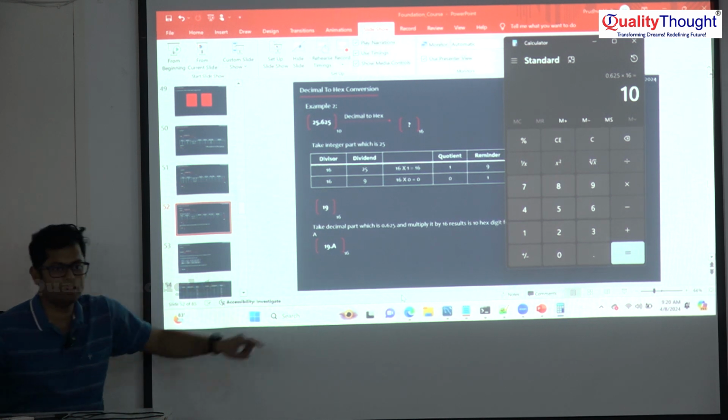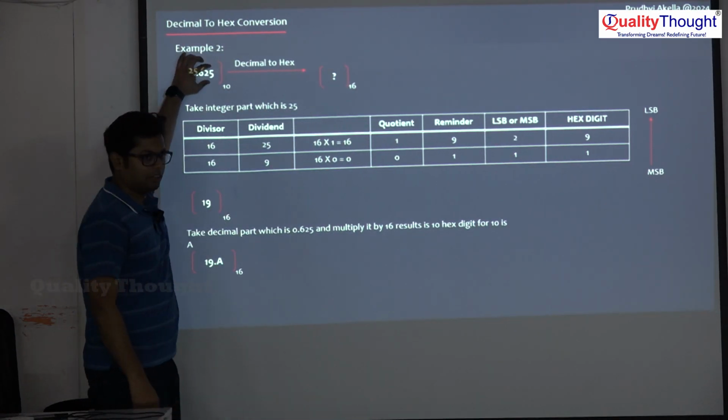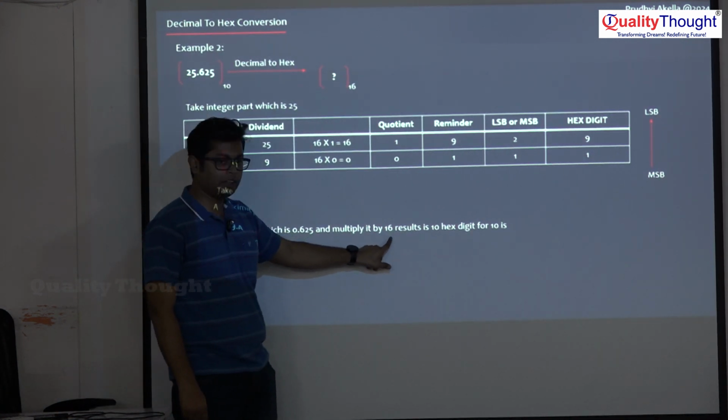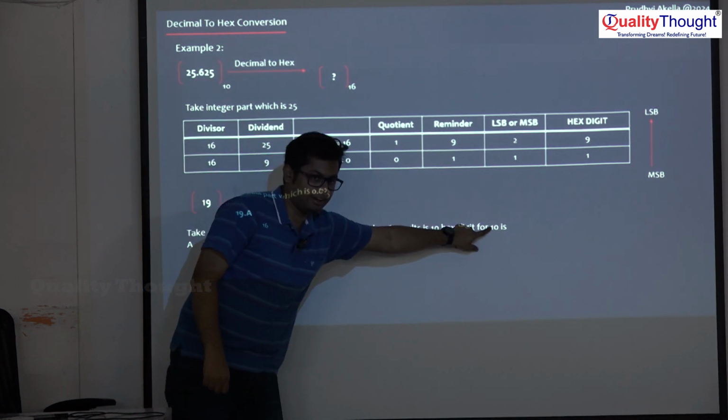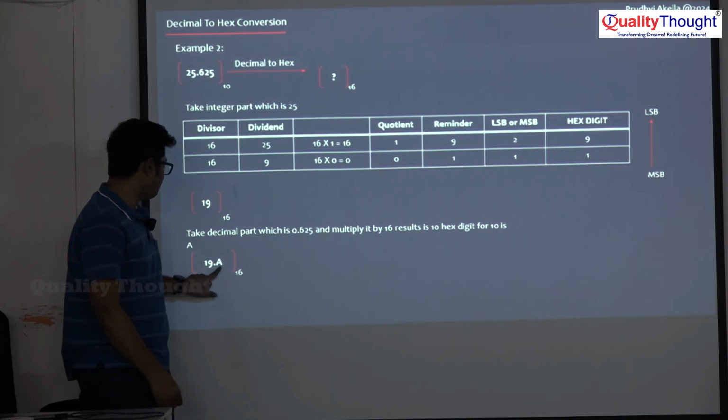So it's 19.A. As simple as it is. Do you guys get this? It's as simple as it is, correct? So you have a number, you will take the integer part as it is. You will follow the same steps and you will represent that as 1, 9, like this. Now you have this fraction part, which is 0.625. You have to take this and multiply it with 16. So this will be 10. Now what is the representation of 10 in hexadecimal? A. It's 19.A.